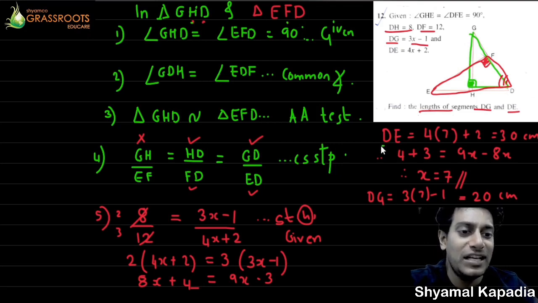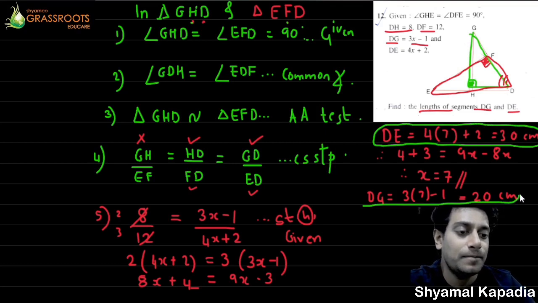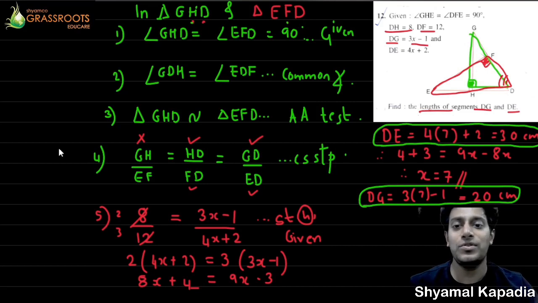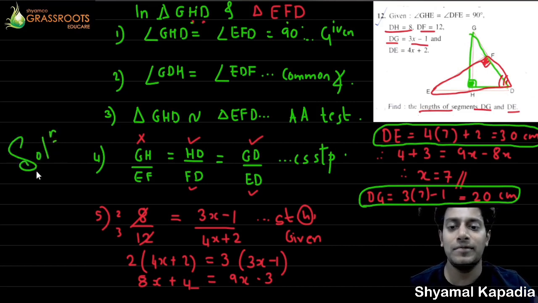One of them, DE, is 30 and DG is 20, right? So simple sum again. This is the solution. Coming to the next question.